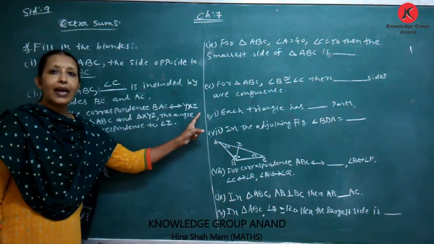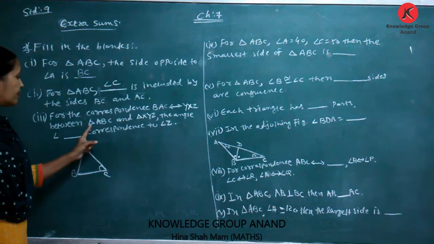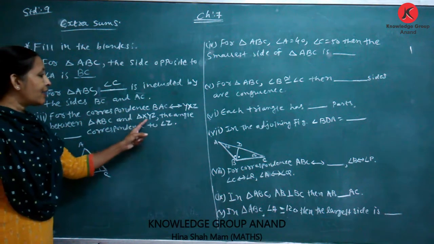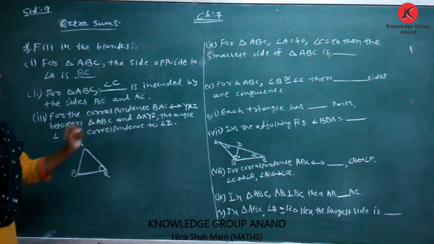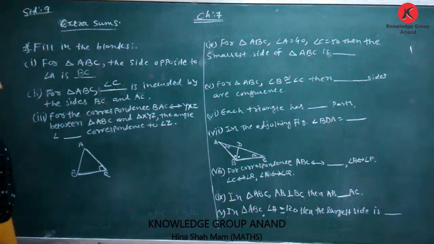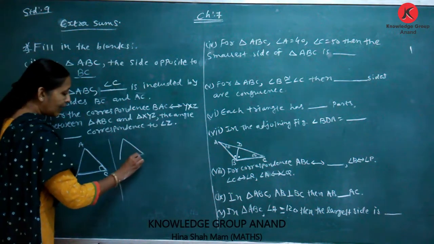BAC corresponds to YXZ. Between triangle ABC and triangle XYZ, the angle dash corresponds to angle Z. Here we draw two triangles.